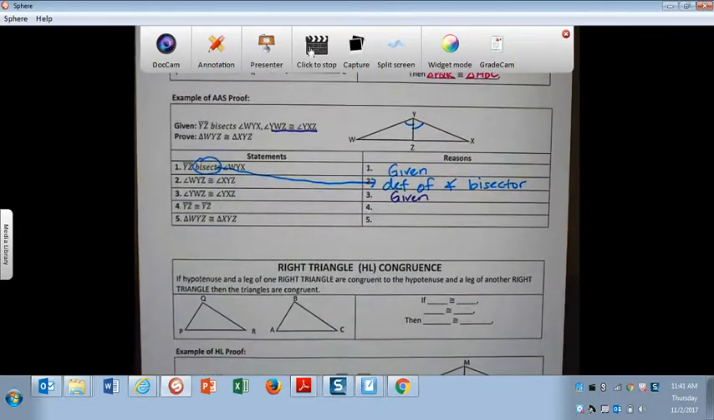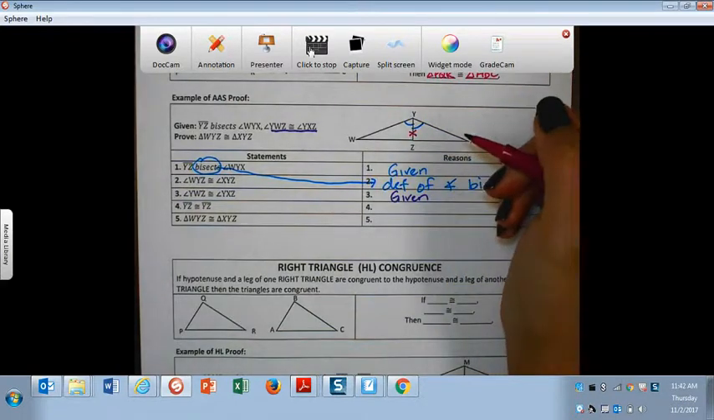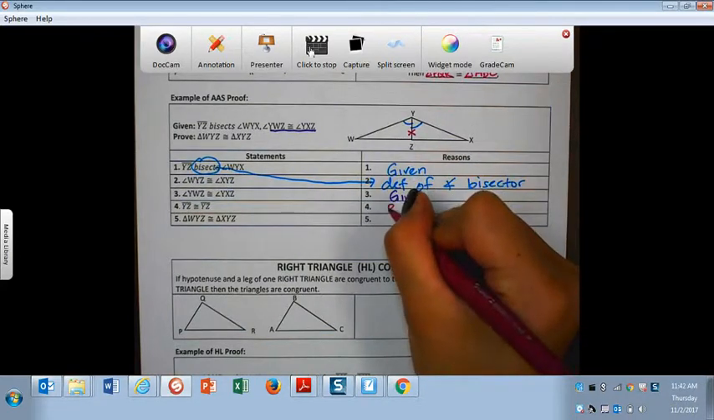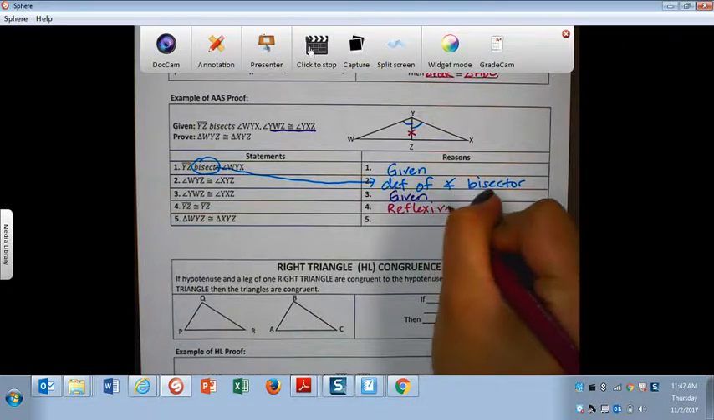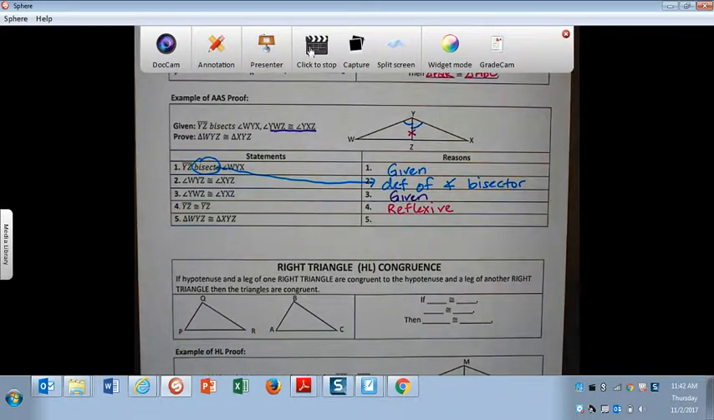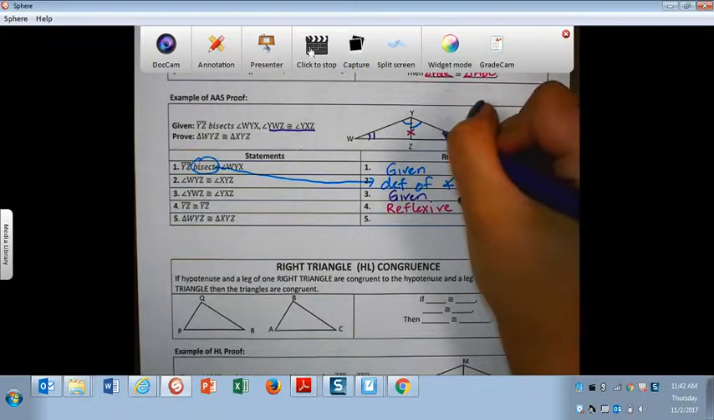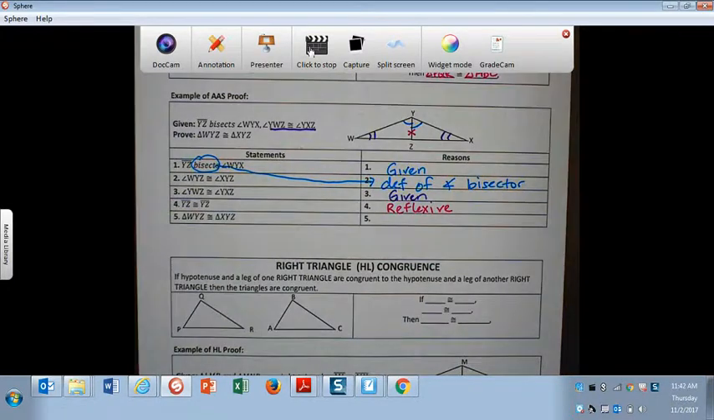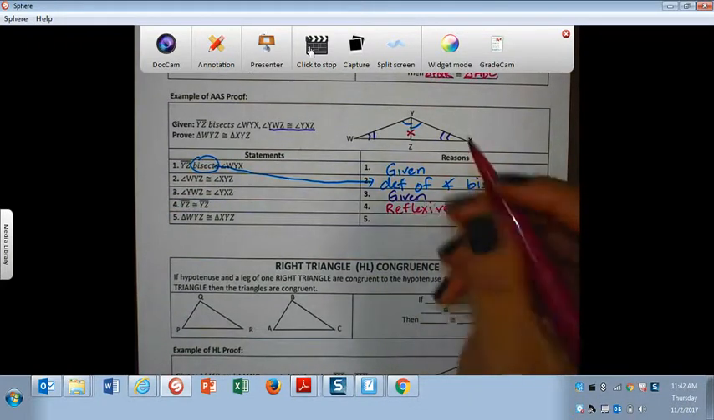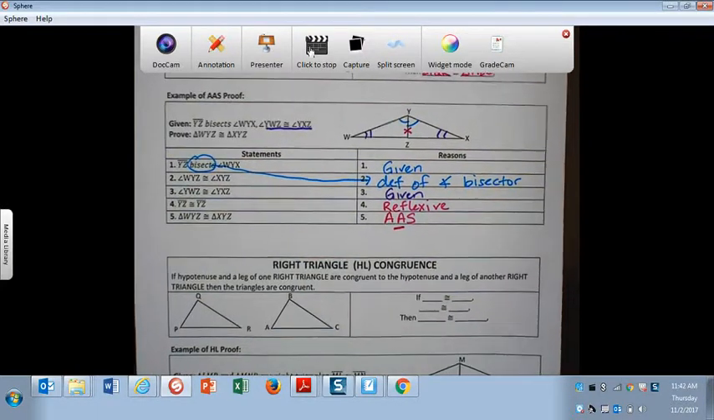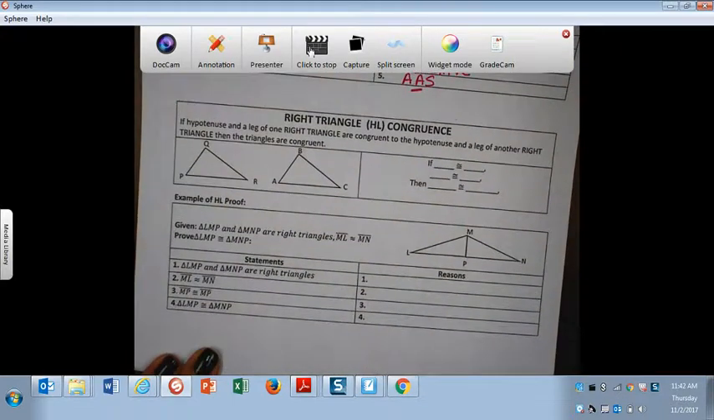Next thing, super easy reason: reflexive. YZ is congruent to YZ. YZ is in both triangles, so that's reflexive. And then finally, oops, I forgot to mark angle YWZ congruent to angle YXZ. Now when you look at the two triangles, you've got two angles and a side marked to make them congruent. So this is angle, angle, side, and again, the angle is in the middle.